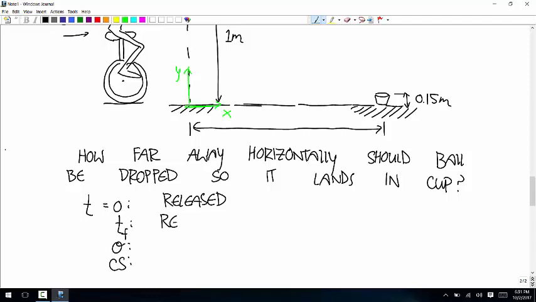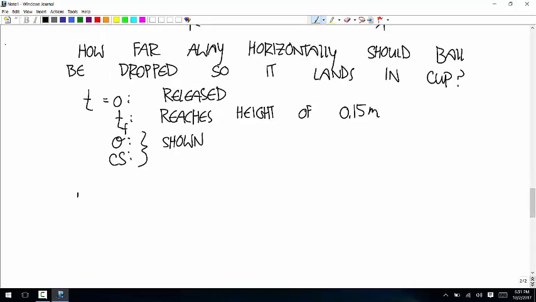So you could say it reaches a height of 0.15 meters. The origin and the coordinate system are where I drew them in the picture. And now we have to think about what variables we know and what we want. Do we know time final? No. Do we know anything about the initial position?